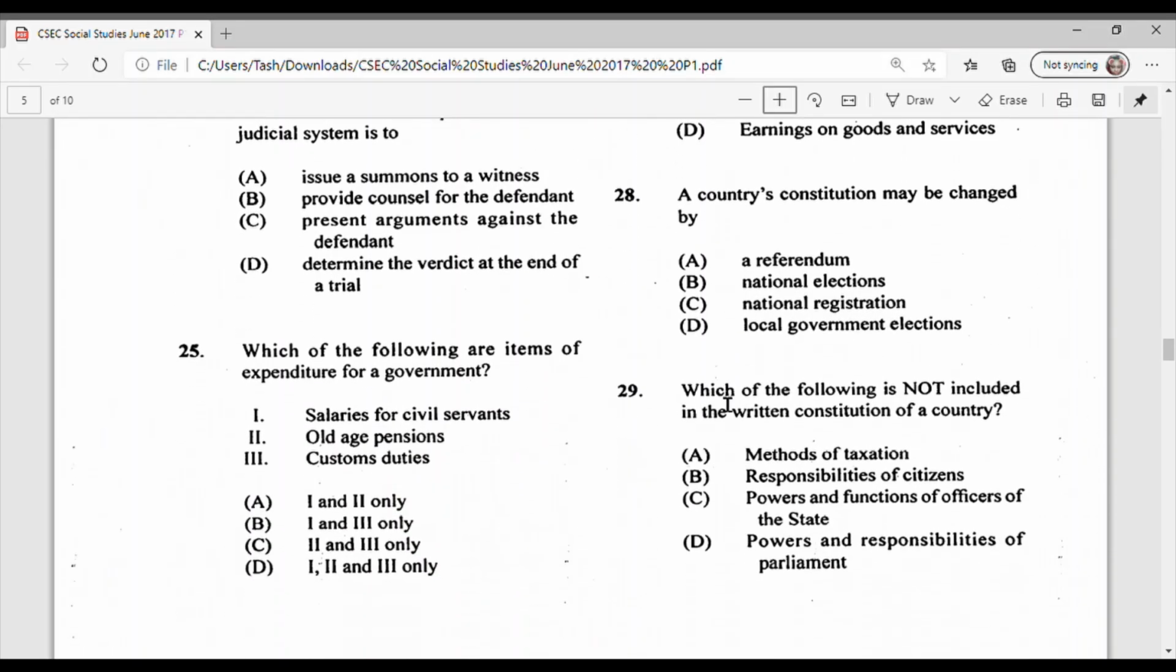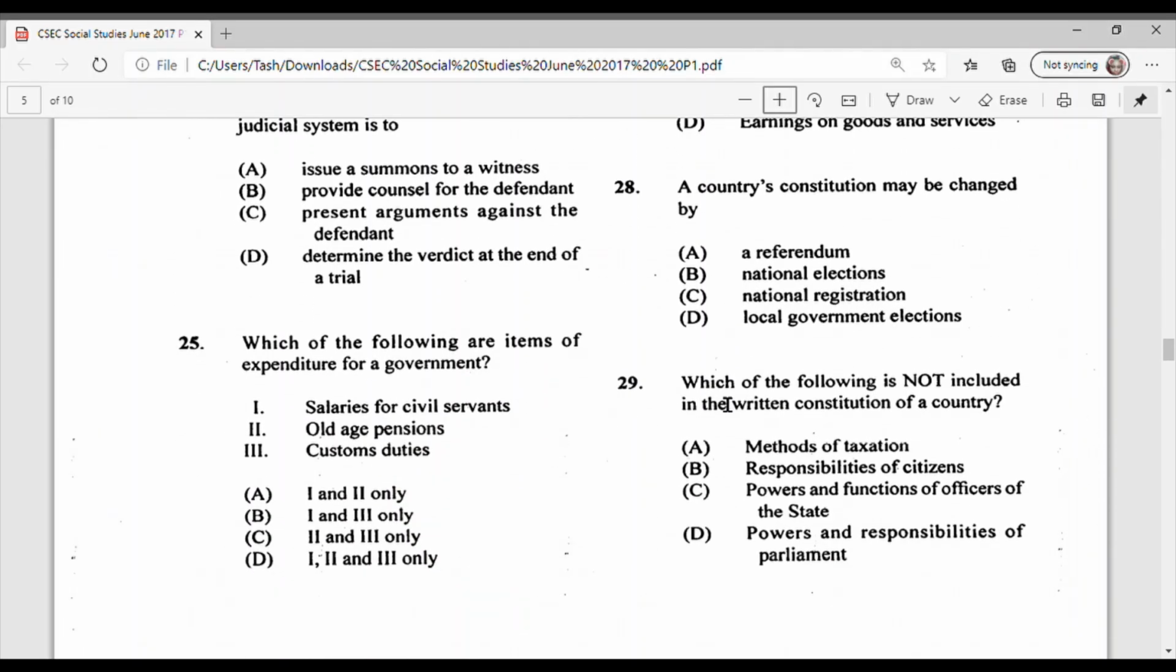Number 28. A country's constitution may be changed by A. A referendum, B. National elections, C. National registration, or D. Local government elections. So local government election is out. That is when you are voting for the persons to represent your specific area. National registration is not it either. National elections, that is when you are basically choosing a president or a prime minister for your country. And referendum is exactly what is needed for the constitution if any changes are to occur. So for number 28, your answer would have been letter A.